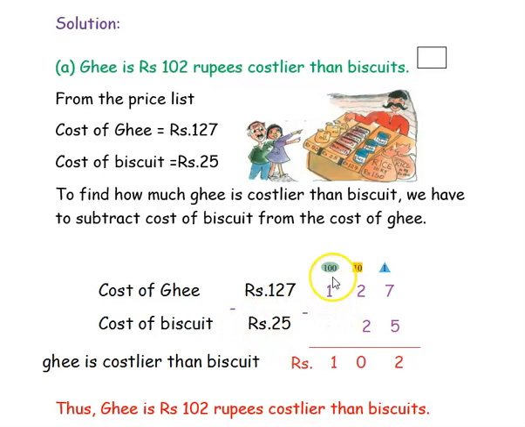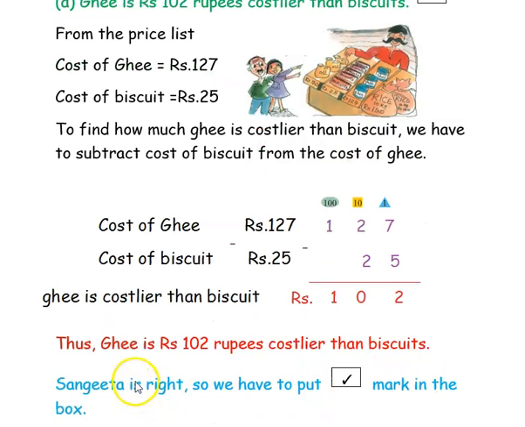Here I have written the numbers in hundreds, tens and ones columns. 127 is 1 hundred, 2 tens and 7 ones. And 25 is only 2 tens and 5 ones. Now I am going to subtract. I have to subtract 5 from 7. If I take away 5 from 7, I get 2. Next, 2 minus 2 is 0. Then 1 minus 0 is 1. So ghee is costlier than biscuits by rupees 102.